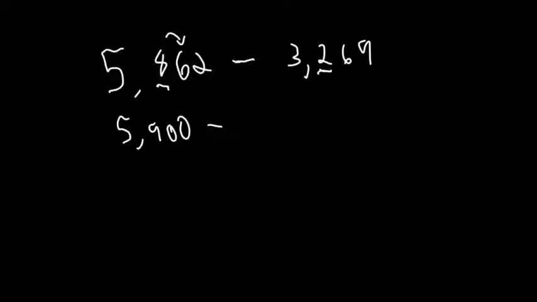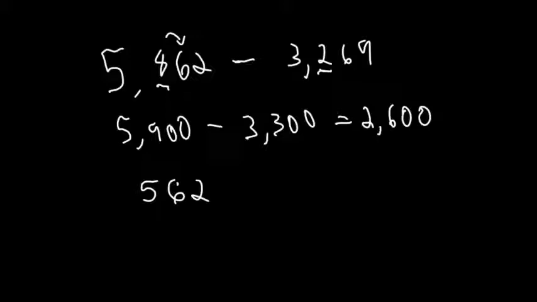minus, that 2 looks at the 6. The 6 tells it to round up because it's greater than 5, so minus 3,300. So when we subtract this, 5,900 minus 3,300, we're going to get 2,600. So if you're just estimating, it's fine to round. Another thing you might want to know about is compatible numbers. And this is something like 562 divided by, let's go with 6.